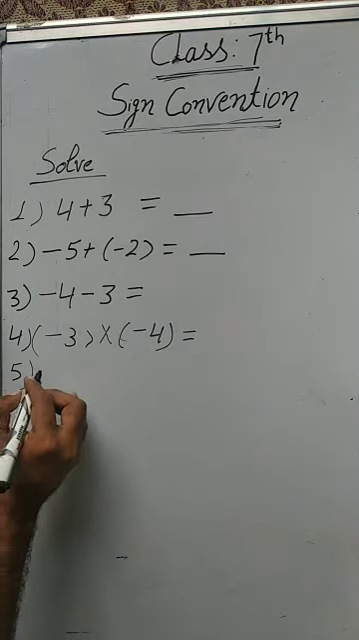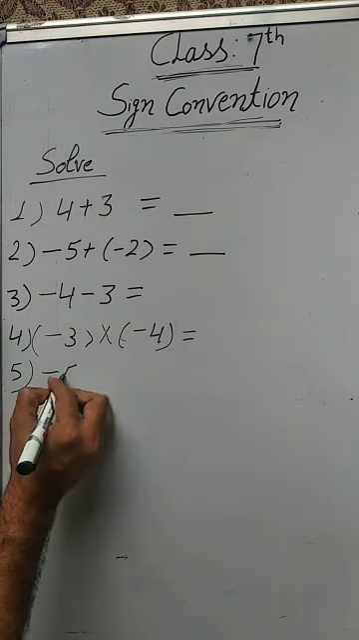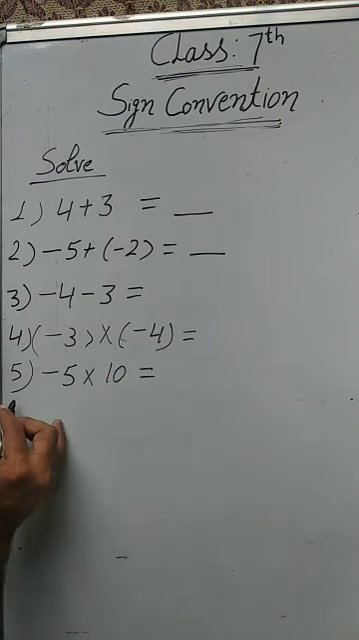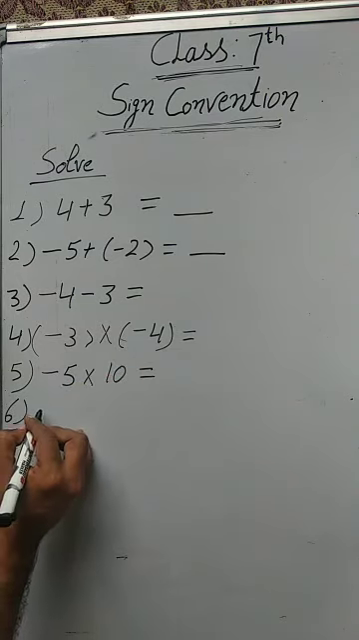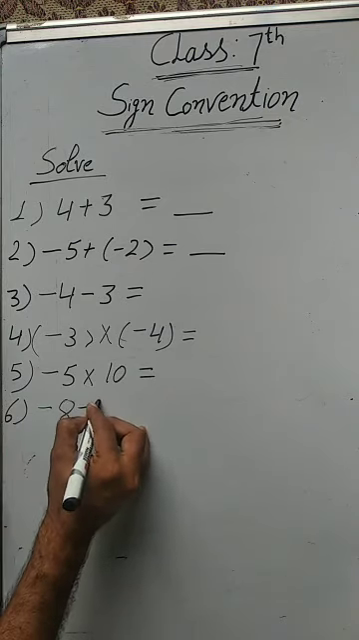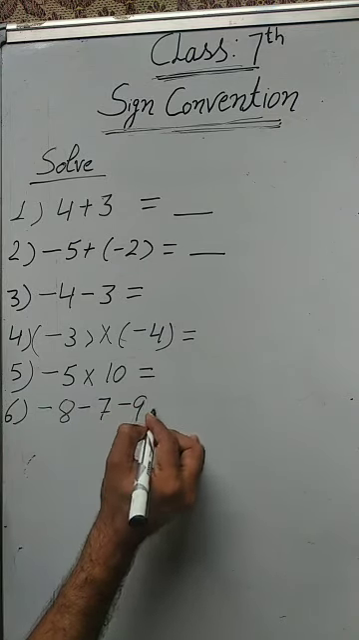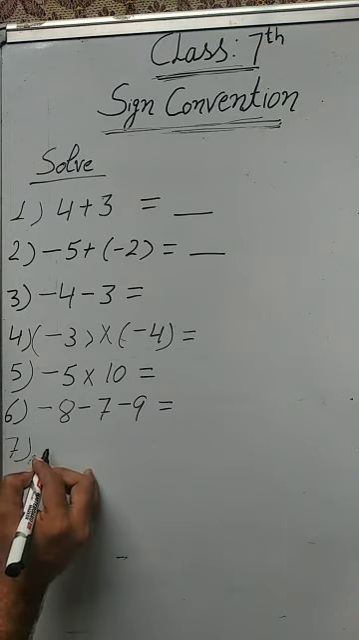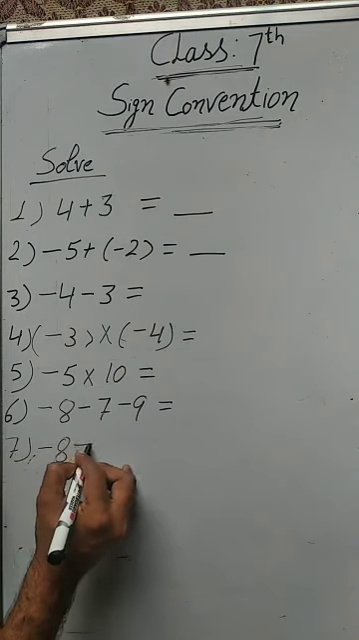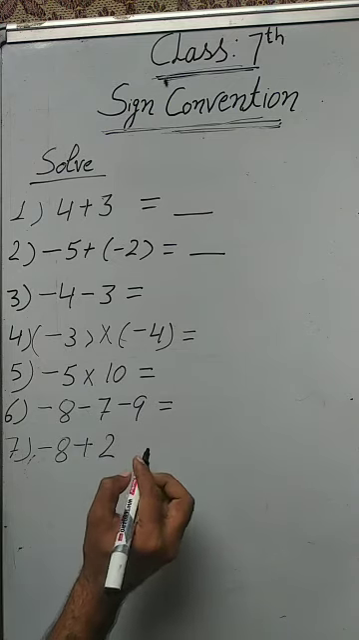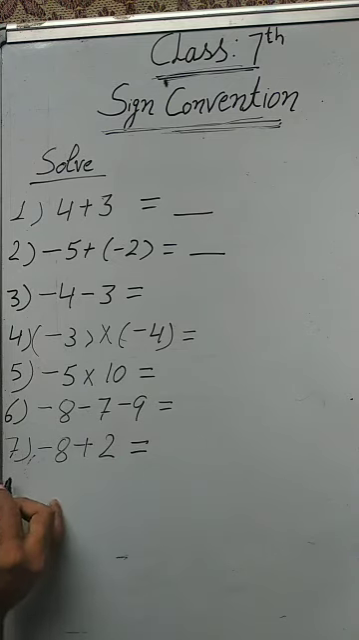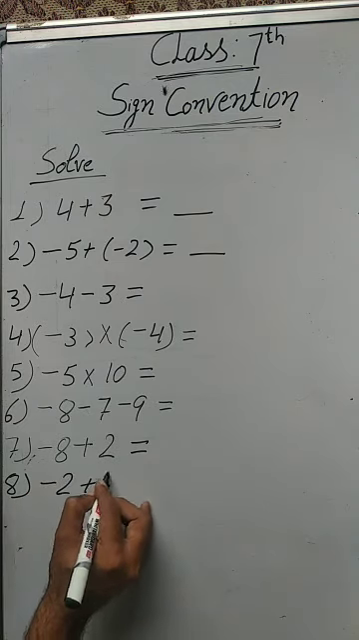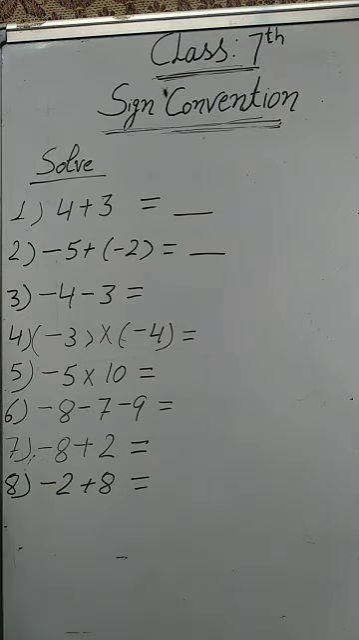Fifth question, minus 5 multiply 10 is equal to. Sixth question, minus 8 minus 7 minus 9 is equal to. Your seventh question, minus 8 plus 2 is equal to. And your last question, minus 2 plus 8 is equal to.